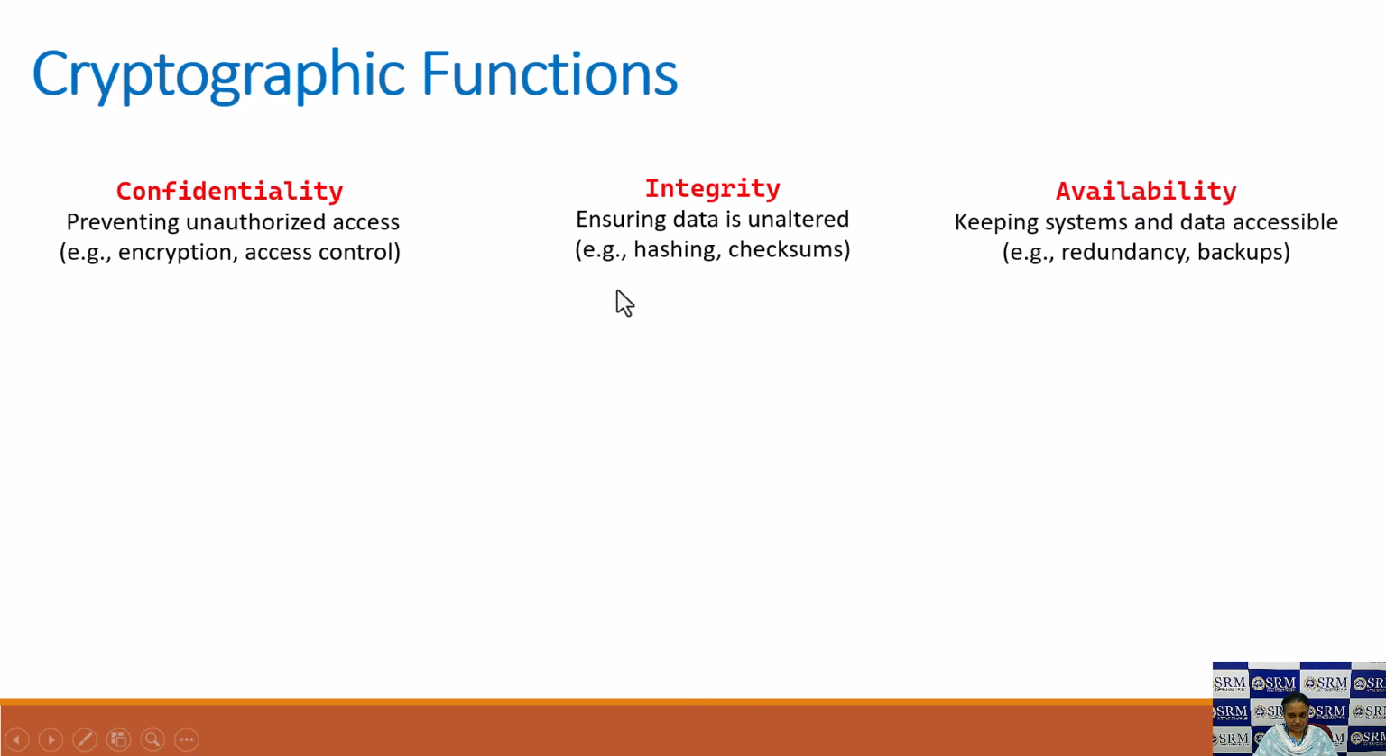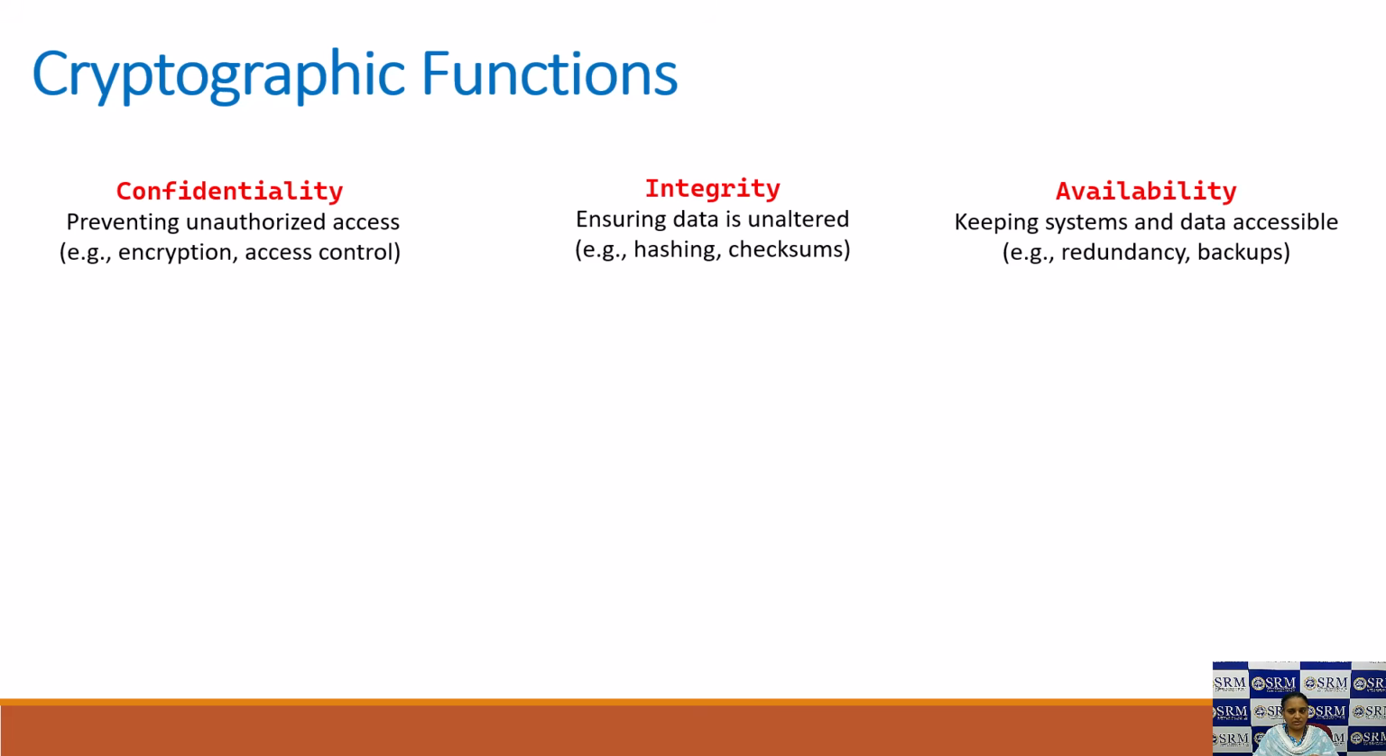The third one is availability, which means keeping the systems and data accessible. Nowadays we use Gmail, and most of our major content is available in the cloud, accessible at any moment of time. For example, if I want to open my Gmail in the morning or in the middle of the night, at any time it should be accessible.